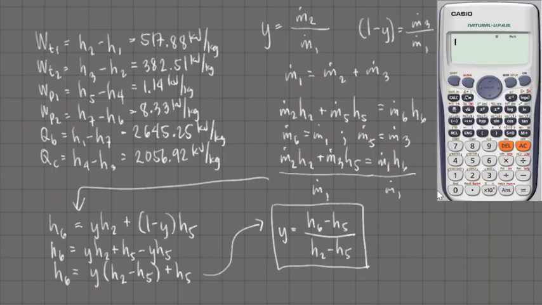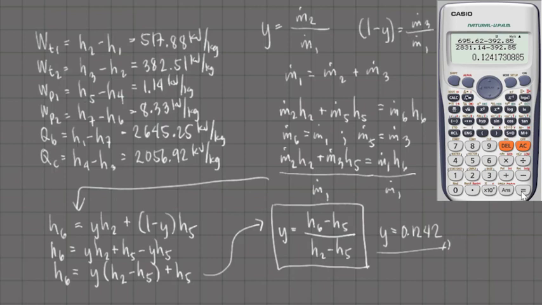This determination of the value of Y will help us to determine the value of the efficiency of the cycle. Substituting our enthalpies, this is H6, 695.62, minus H5, 392.85, divided by H2, 2831.14, minus H5, 392.85. Our Y is 0.1242. We will use this value in the determination of our overall efficiency.